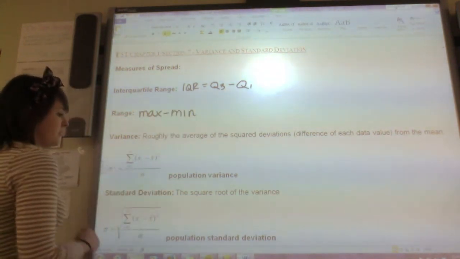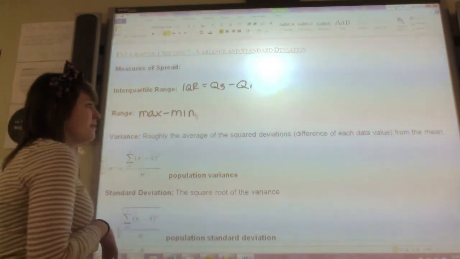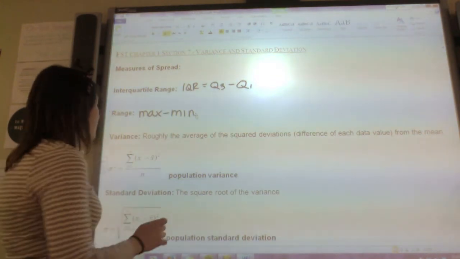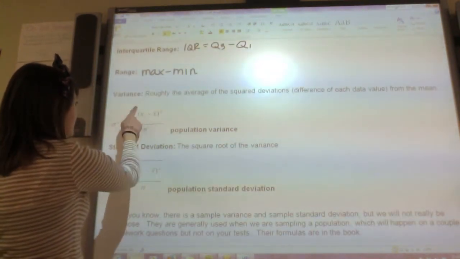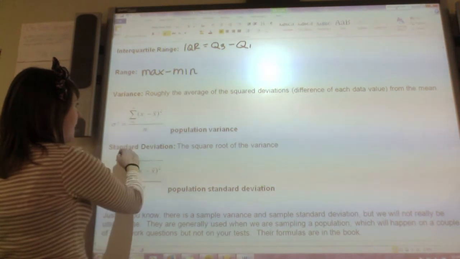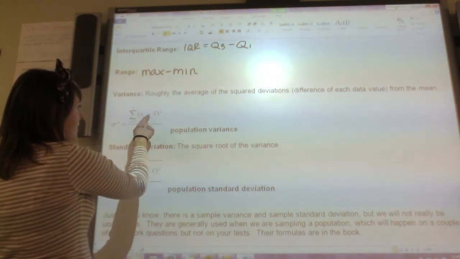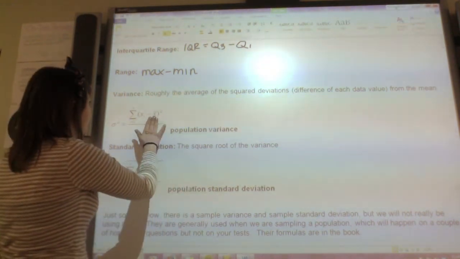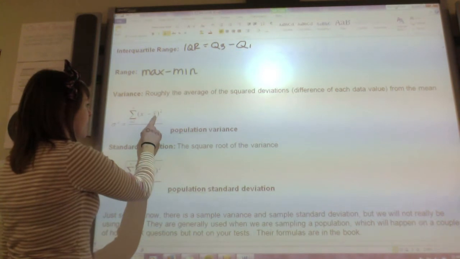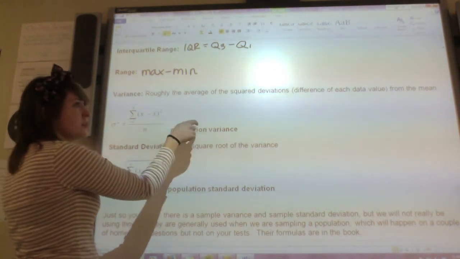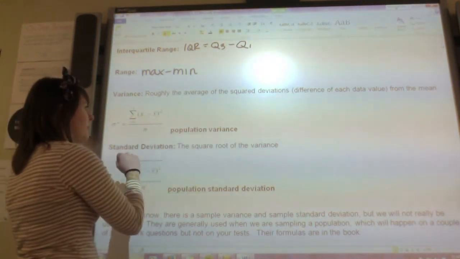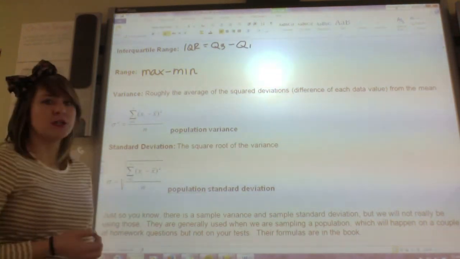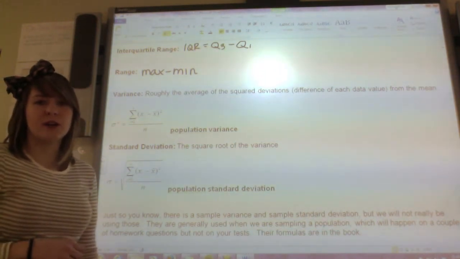And now we have variance, which is about the average of our squared deviations, or the difference of each data value from the mean. The formula is the sum from i equals 1 to n of x sub i minus the mean, squared. So essentially I find the mean, take each of my values minus the mean, square each of those values, add all of them up, and then divide by the number of values that I have. That's called my population variance. We're going to be using population variance in this class.